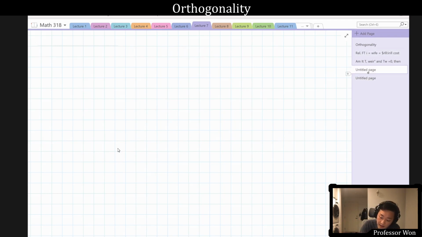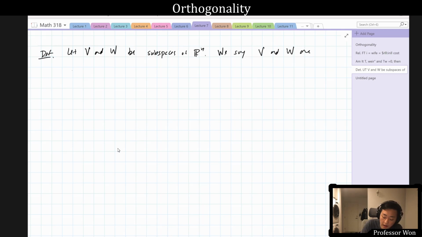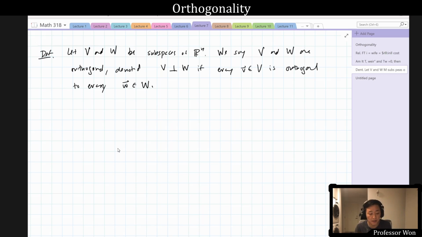So here's the definition. I created an extra page for no reason. Let V and W be subspaces of Rn. Then we say that V and W are orthogonal, and we denote it with the same perpendicular sign, if every vector v in V is perpendicular, or orthogonal, to every vector w in W. Okay, so we defined it for two vectors, and now we defined it for two subspaces.